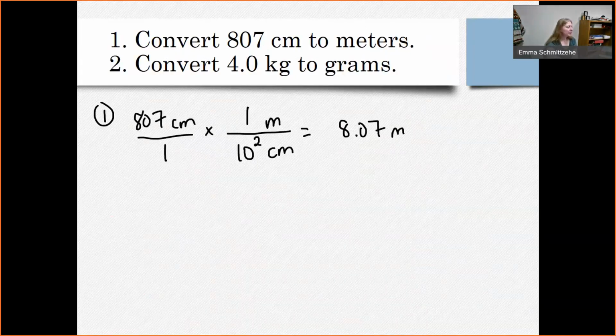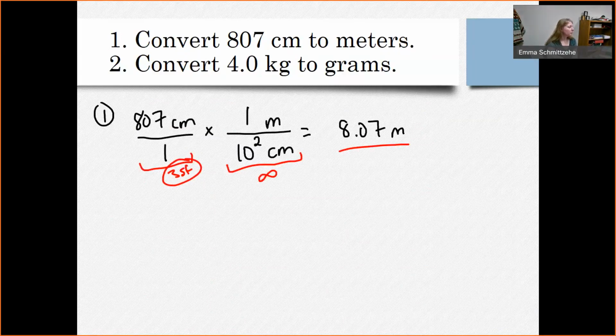And usually with these, you don't have to stress so much about sig figs because you're just shifting decimals. So this is 3 sig figs. This is exact, so it would have an infinite number of sig figs. And so the 3 sig figs is what we should have in the end, which is what we have. Okay, so that is the correct answer.